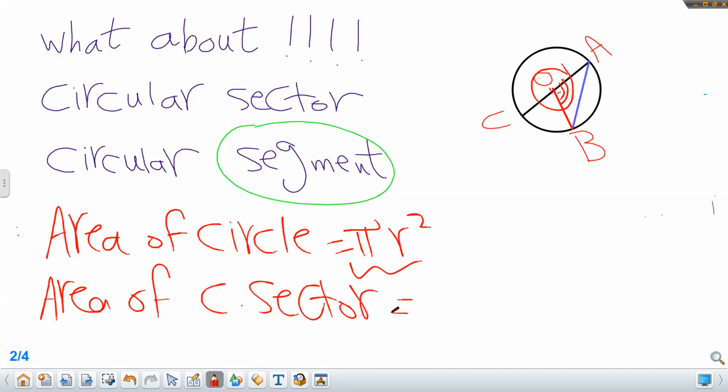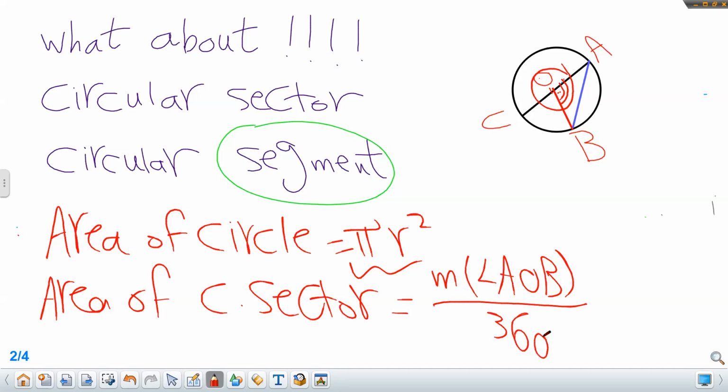by what? First, you must make a ratio between the central angle of the sector, here measure of angle AOB, over 360, which is the measure of the circle, times what? Times the area of the circle, because the sector is a part of the circle. So first, make a ratio between the angle of the sector and the measure of the circle, times the area of the circle.